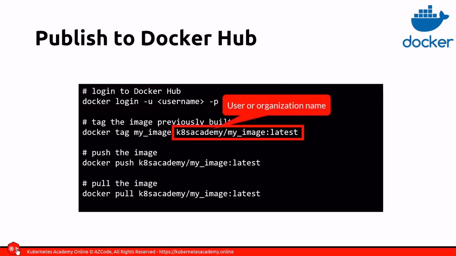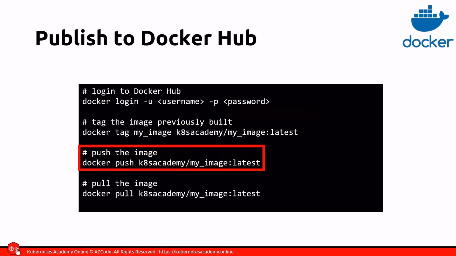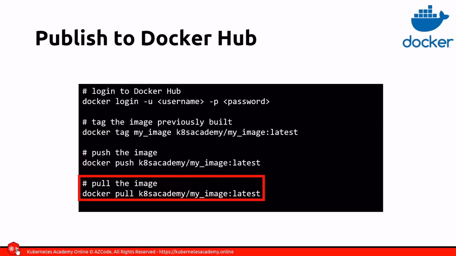You need to tag an image with the repository name. By default, it's your username. If you have created some organization in Docker Hub, prefix it to the name of the image. In this example, I want to push this image to my Kate's Academy organization. Then, use the push command, and don't forget to specify the organization name. It's part of the image name. To retrieve the image, we use the pull command with the image full name.